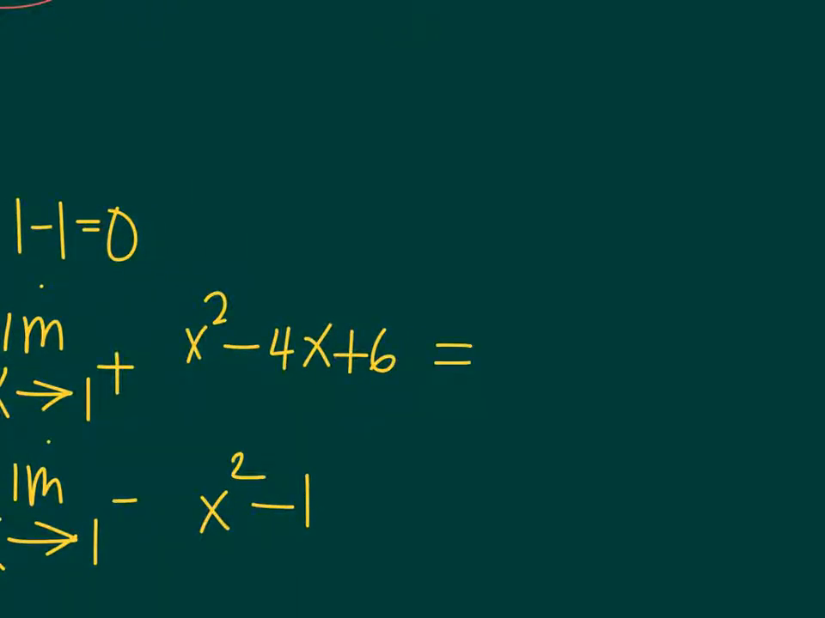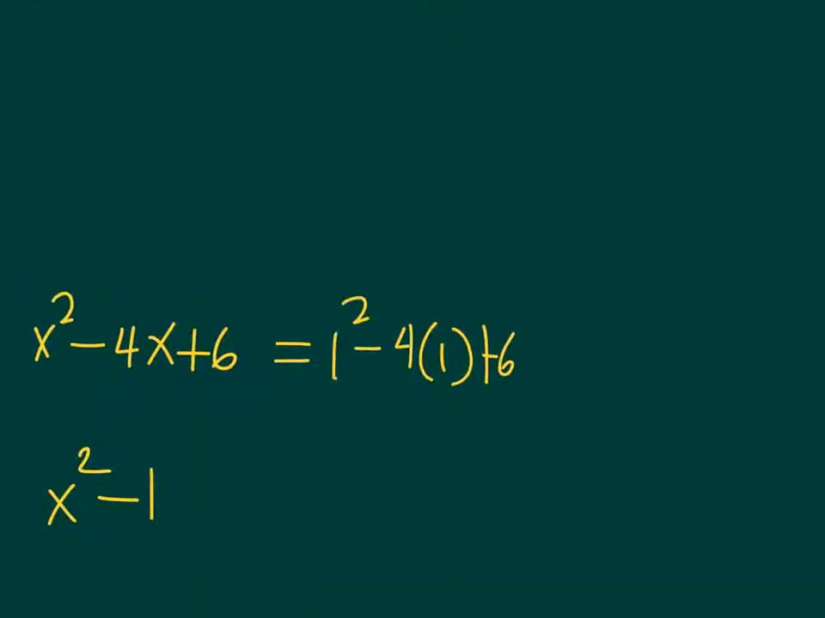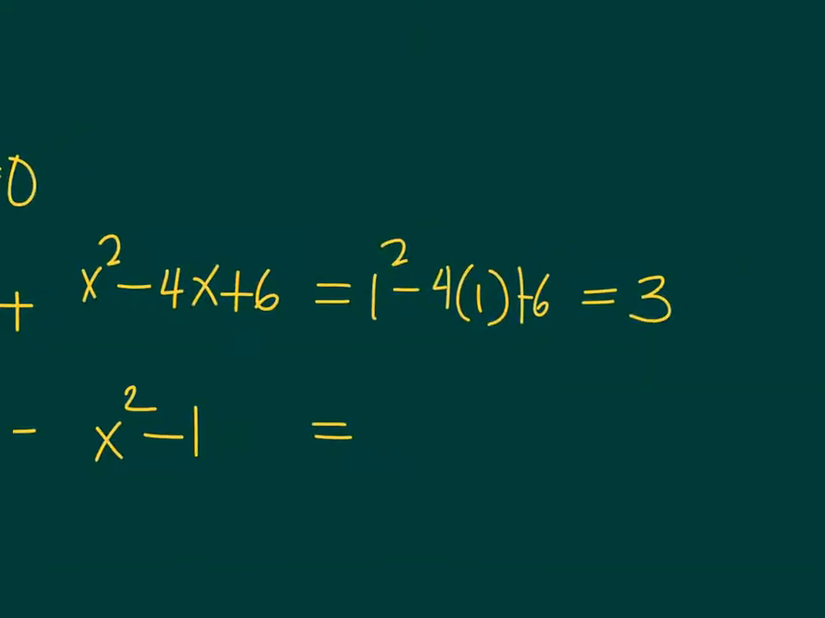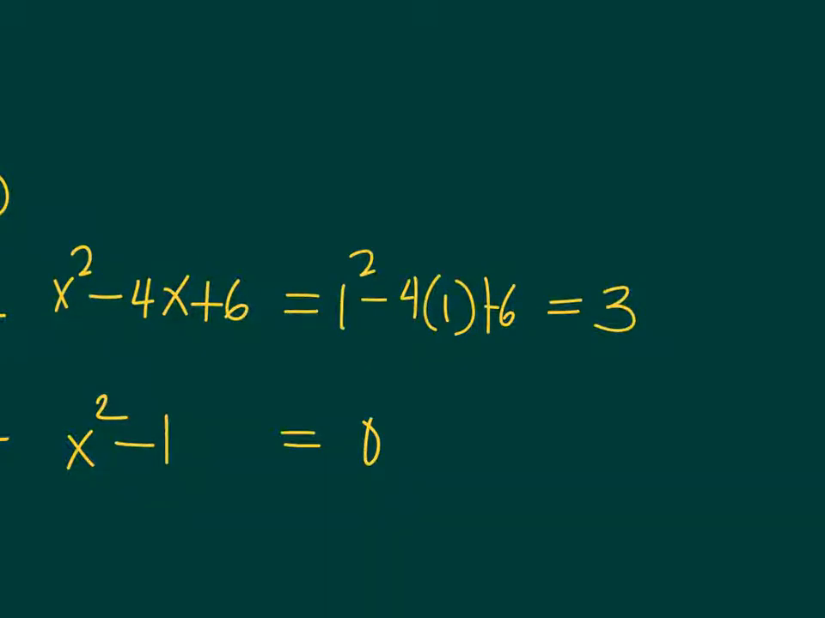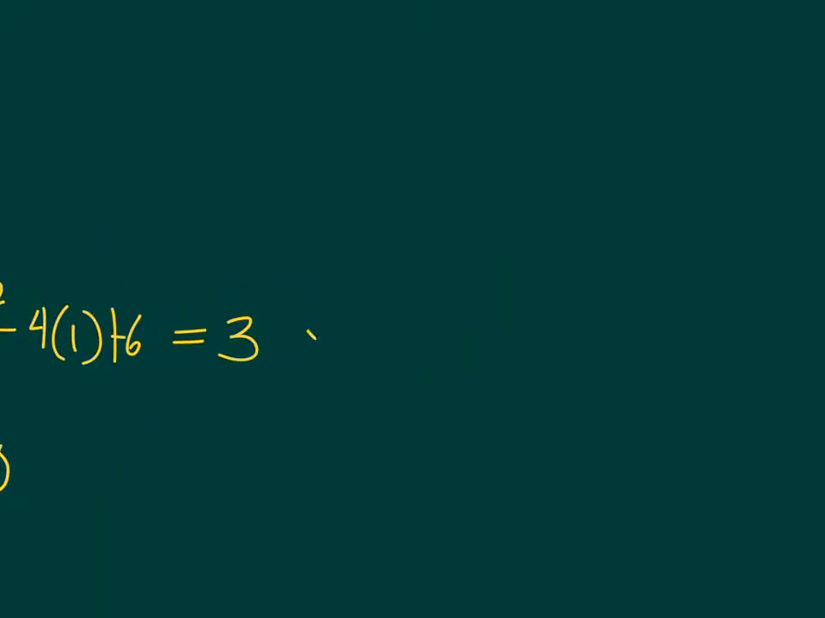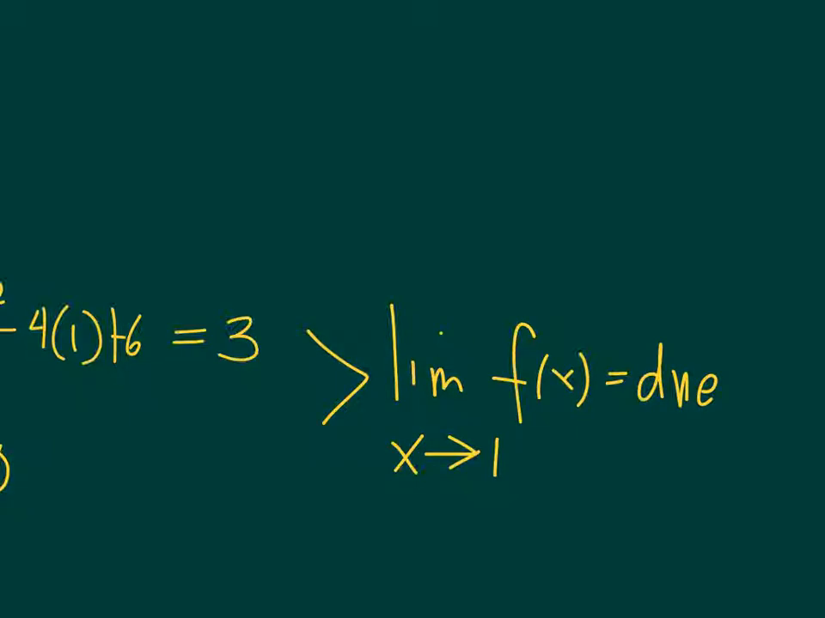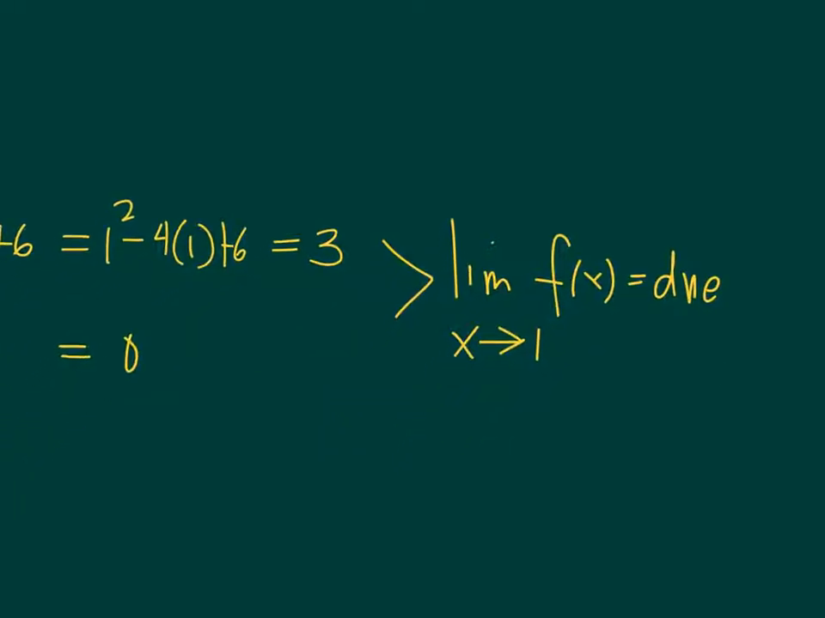The limit, if we do the substitution technique, will be 1 squared minus 4 times 1 plus 6, and this is equal to 3. The other one, 1 squared minus 1, is 0. The limits are not the same, they're not equal. So actually, the limit as x approaches 1 of the function does not exist. So number 2 failed. There's no reason for us to check number 3, because you cannot say something that exists and does not exist will be the same.